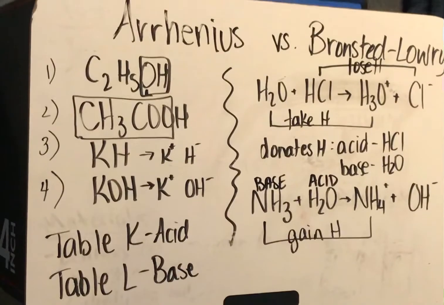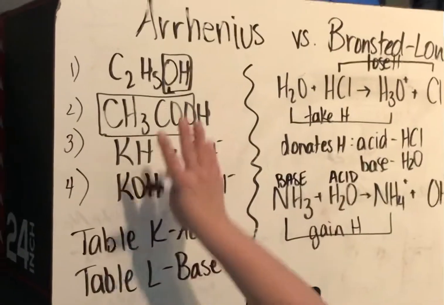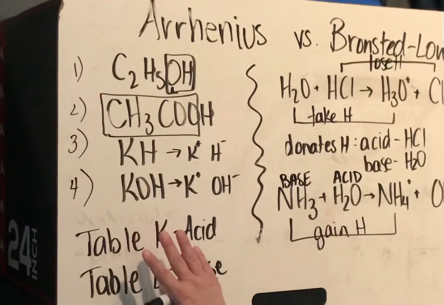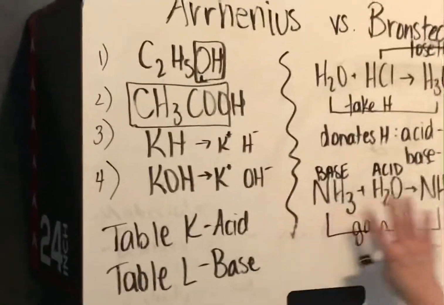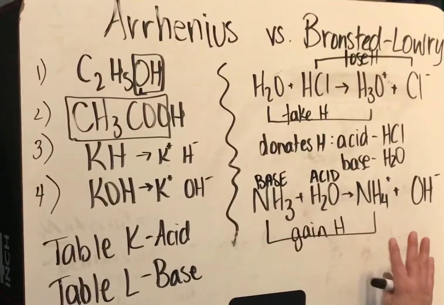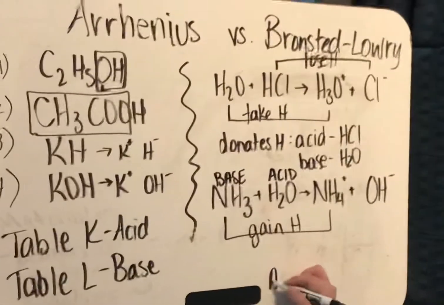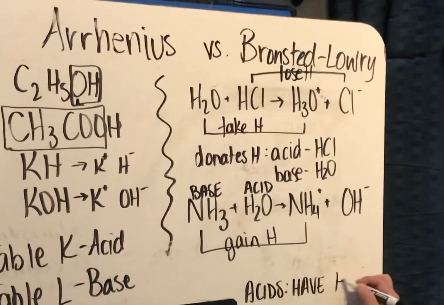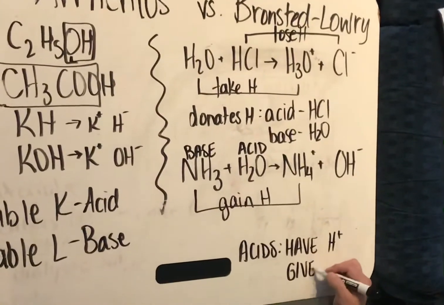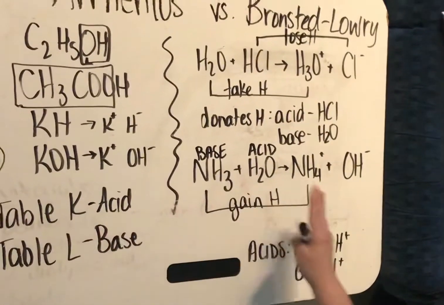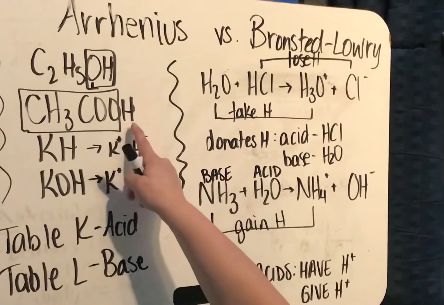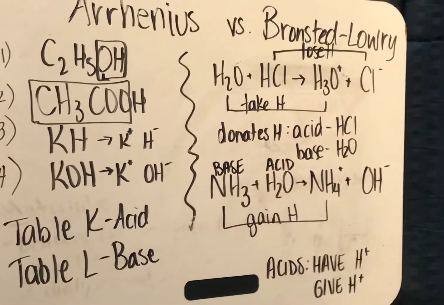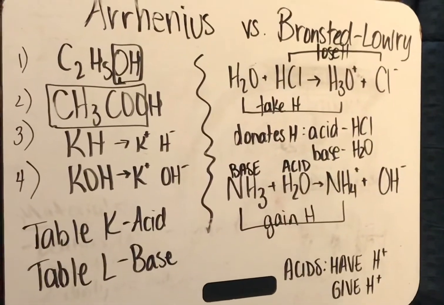So the key thing, again, just to sum this up, Arrhenius is going to just give you four formulas and ask who's an acid, who's a base. Bronsted-Lowry has to give it to you in the form of an equation. The only other thing I want to remind you is acids always have H, so they must give H. And that's in both the Arrhenius and the Bronsted-Lowry. Here's the H in the Arrhenius. You could see that we donate H to get acids in the Bronsted-Lowry.